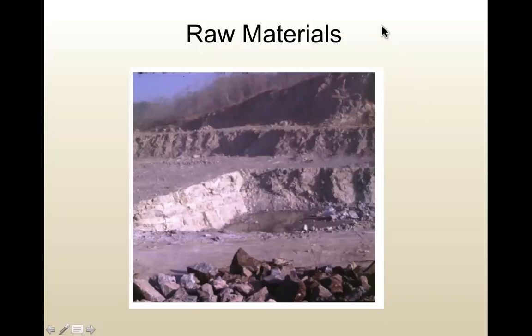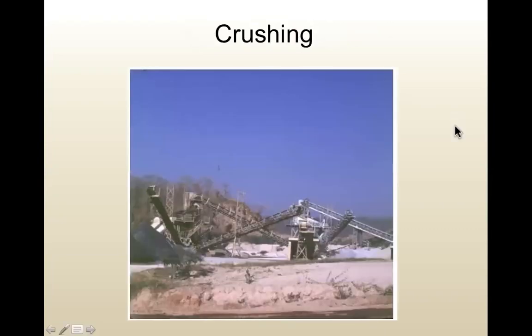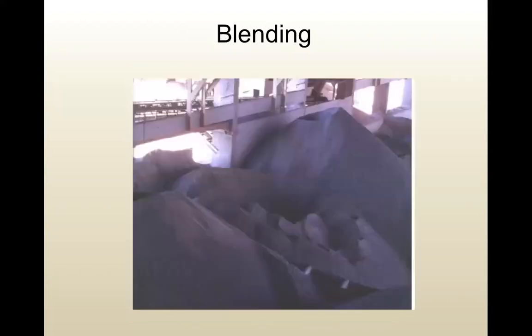So here shows some pictures of the raw materials. This is the limestone and clay, the quarry. This is the crushing process. So we blend different types of raw materials in different proportions. As we can see, the raw materials are already ground into fine powder.